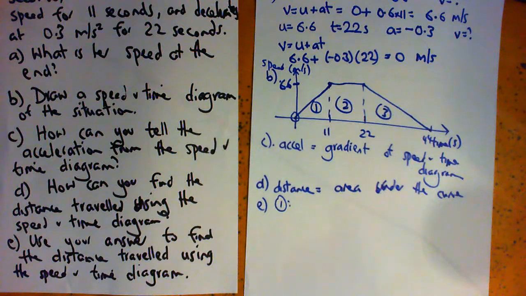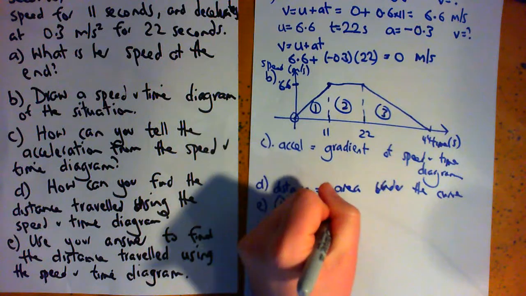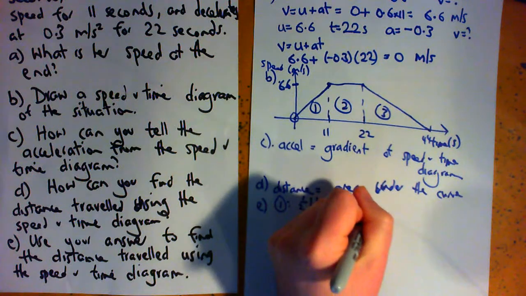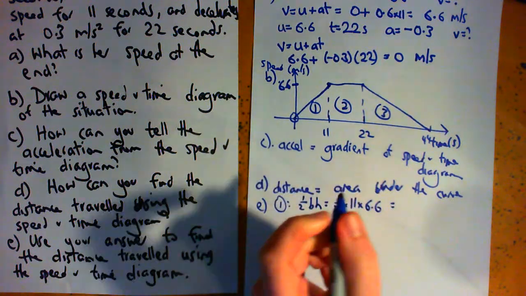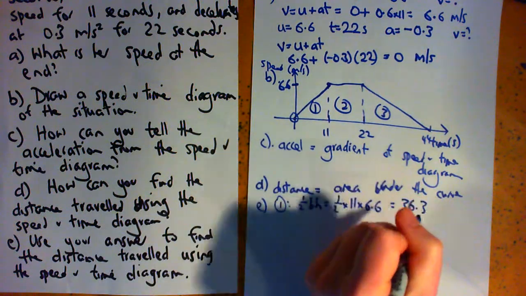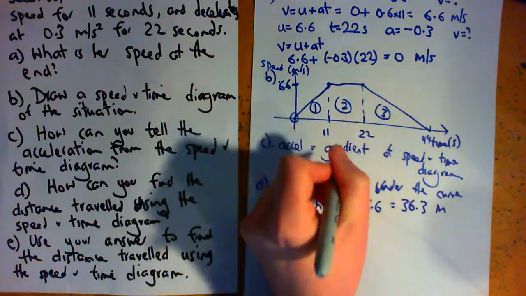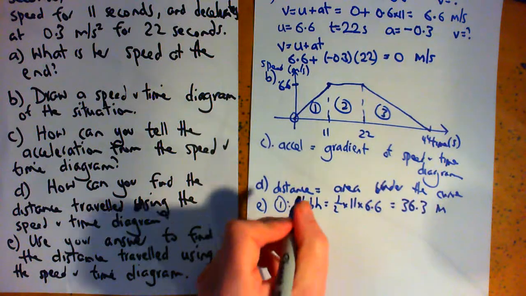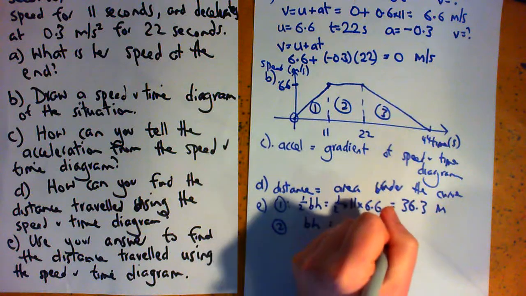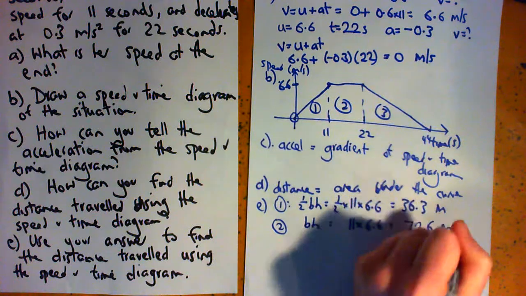For part 1, we're looking for the area of the triangle. The area of a triangle is half base times height, so this is half times the base, 11, times the height, 6.6, and if we calculate that we get 36.3, and that will be in metres. For part 2, we're dealing with a rectangle, so this is just the base times the height, which is 11 times 6.6, giving a value of 72.6 metres.